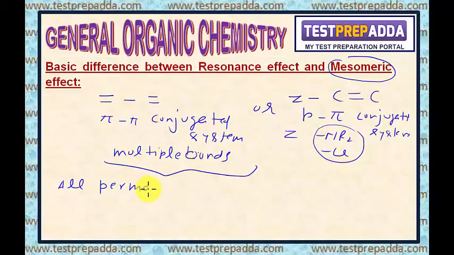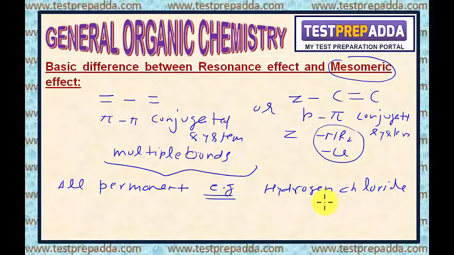On the other hand, the resonance effect includes all permanent electron displacement in the molecule in the ground state. For example, if I take hydrogen chloride, this molecule is actually a resonance hybrid of two resonating structures, this and this. Since no multiple bonds are involved here, mesomeric effect is not possible.